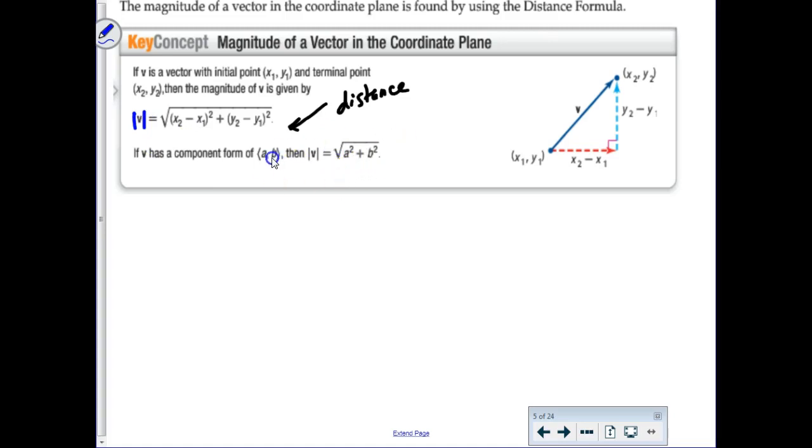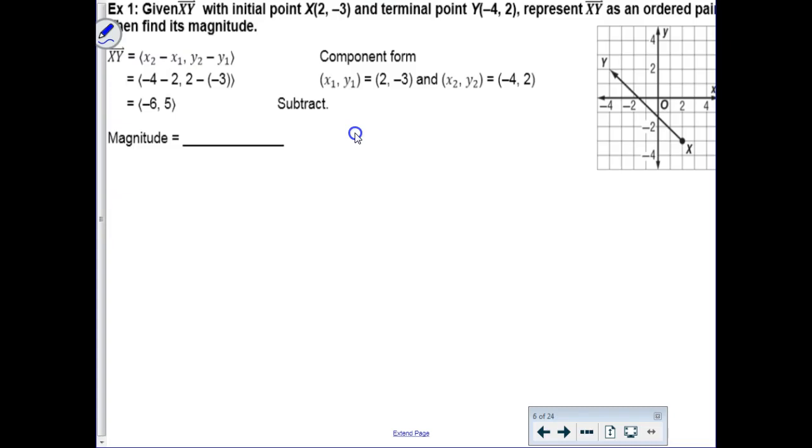But notice, if you already know the component form of your vector, where you have an a and a b, you can shorten the distance formula to look like this. So that's the nice part about doing vectors when you look at the components separately. This one, I think it's already mostly done for you. They took all the fun out of it. So they first found the component form for this vector, which goes from x to y. They started with negative 4, subtracted 2, and got negative 6. And then they did 2 minus negative 3 and got 5. So that's their resulting vector in component form.